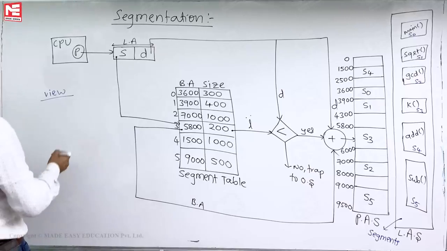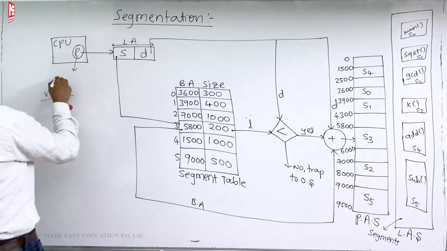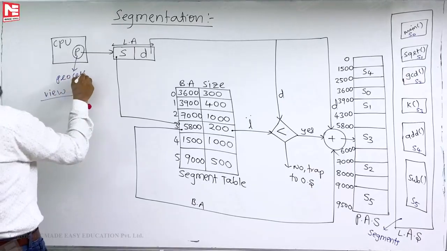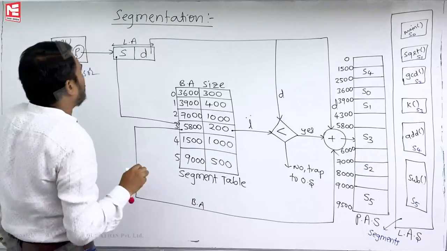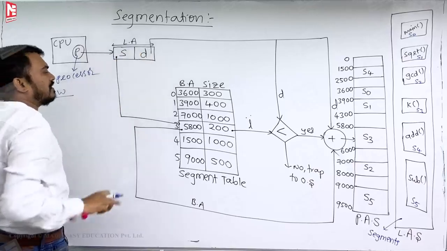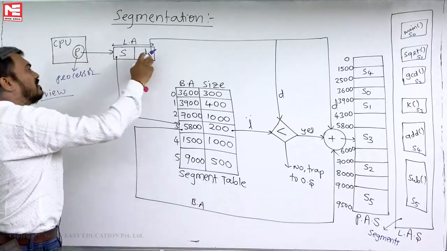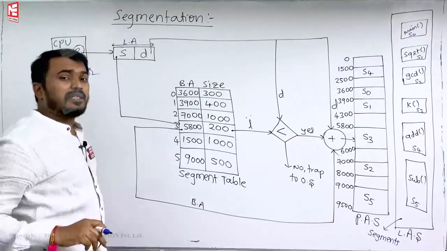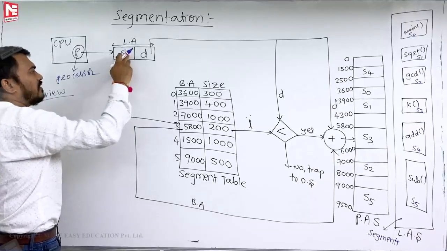Now understand here. The CPU always generates a logical address. The processor always generates a logical address. In segmentation, the logical address is divided into what? S and D. But in paging, it is divided into P and D. Here it is divided into S and D. What is the meaning of S?